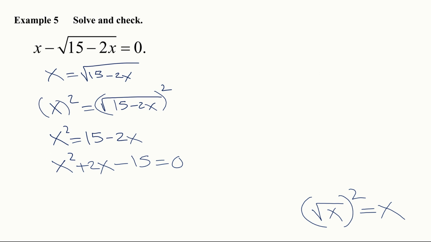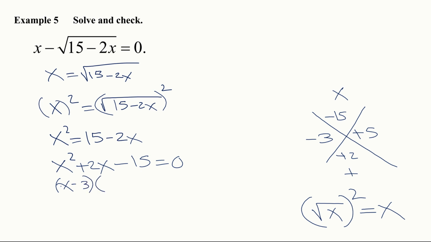All right, so now we go ahead and realize we have a simple quadratic. We're looking for two numbers whose product is negative 15 and whose sum is positive 2. Now, thinking of the factors of 15, I think you realize that we're going to be looking at negative 3 and positive 5, right? Notice their product is negative 15 and their sum is positive 2, right? So we get x minus 3 times x plus 5 equals 0.